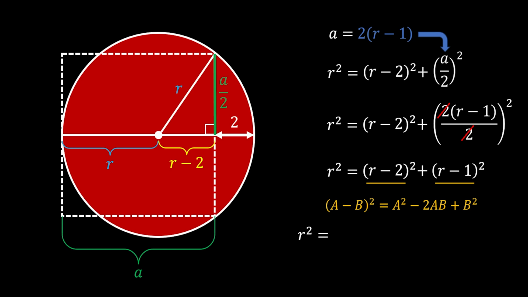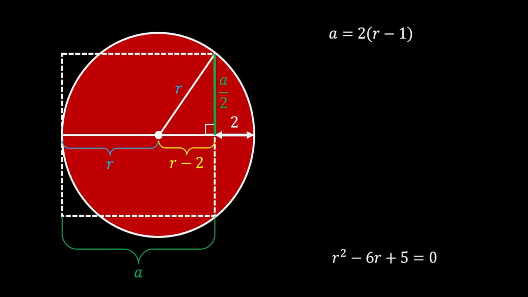So we can use this formula to develop our two terms. So r squared will be equal to r squared minus 4r plus 4, and if we develop the second term, that would be r squared minus 2r plus 1. Now we will simplify our equation by cancelling r squared on the left and on the right side of the equation, and if we group the common terms together, we will get the following equation of r squared minus 6r plus 5 that is equal to 0. As you can see, this is a classical quadratic equation.